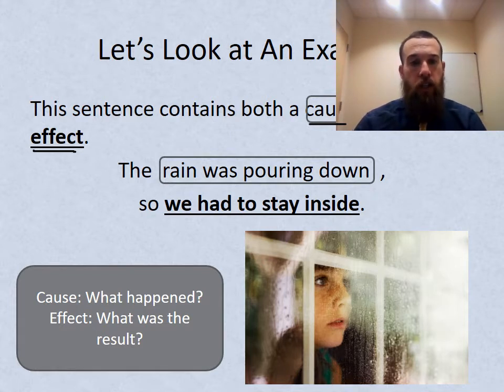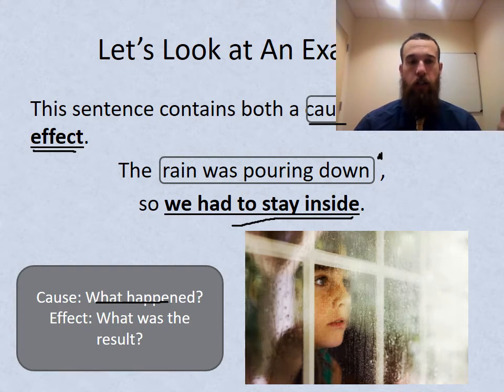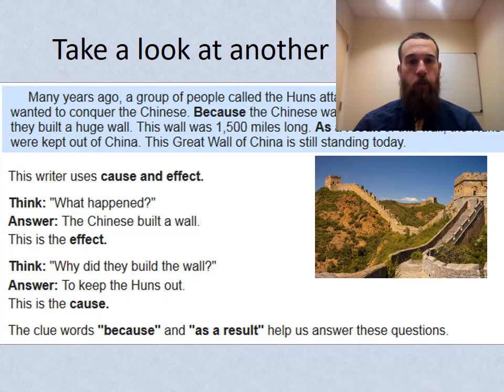So here it says, the rain was pouring down, so we had to stay inside. So we have our event here: rain is pouring down. That's our cause, what happens. And then we're looking for the effect. What happens as a result of rain pouring down? We have it bolded and underlined here. We have to stay inside. So you find the relationship there. You see those two things. That's your cause, that's your effect.